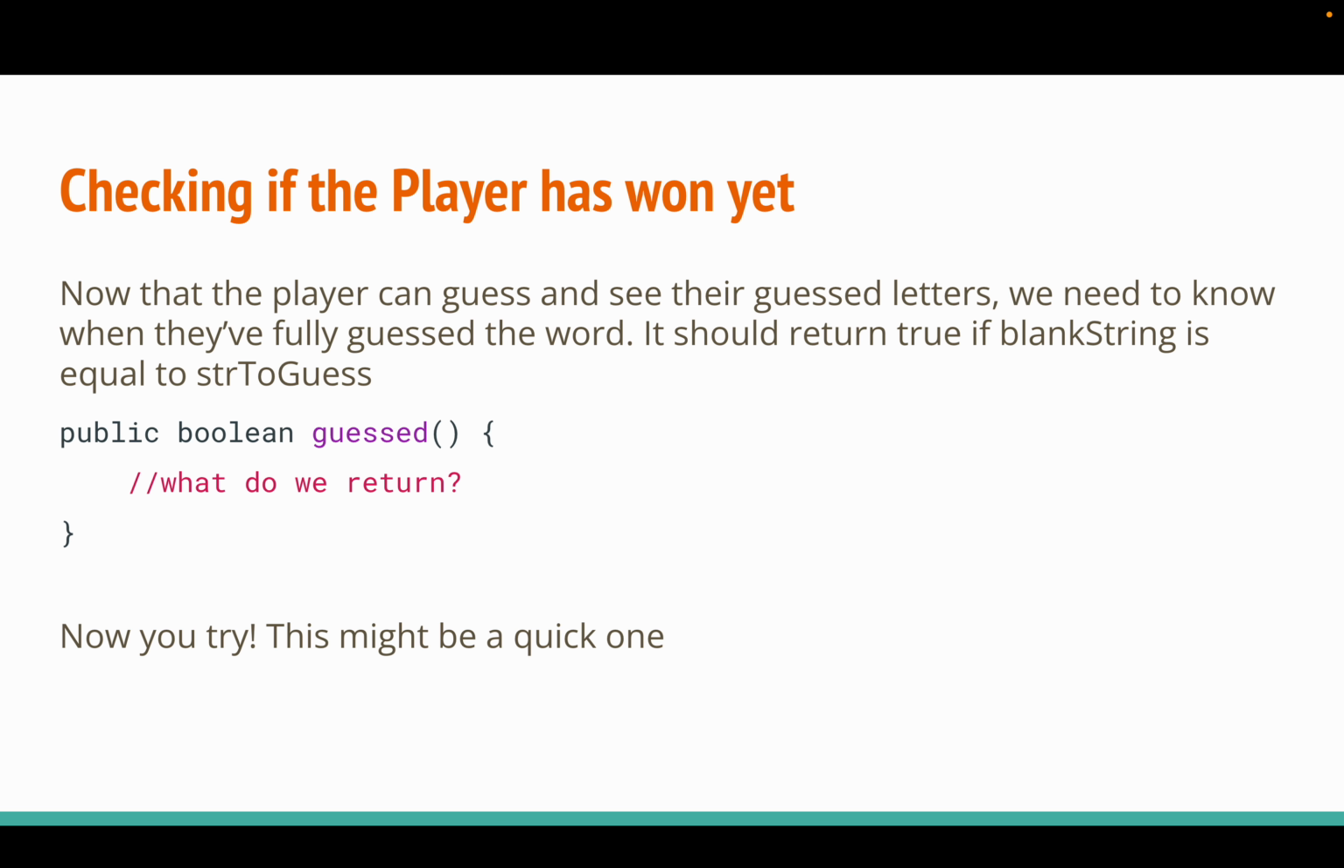Now let's talk about checking if the player has won yet. Now that the player can guess and see their guessed letters, we need to know when they fully guess the word. It should return true if the blank string is equal to stringToGuess. So pause and try this on your own. This might be a quick one.